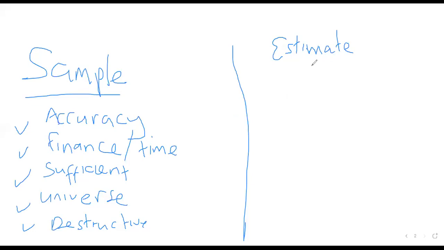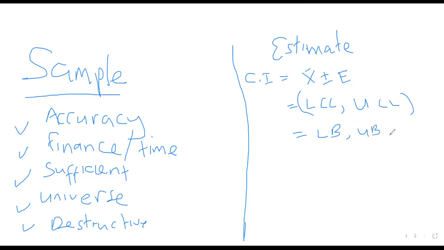So estimation has the following formulas. Whenever we're asked to find the confidence interval, we are being asked to find an estimate. It's given by x bar plus minus the error, which will give us a lower class limit, comma, the upper class limit. These ones can also be called the lower bound, comma, upper bound. So the confidence interval is simply given by mean plus or minus z standard deviation over the square root of n.